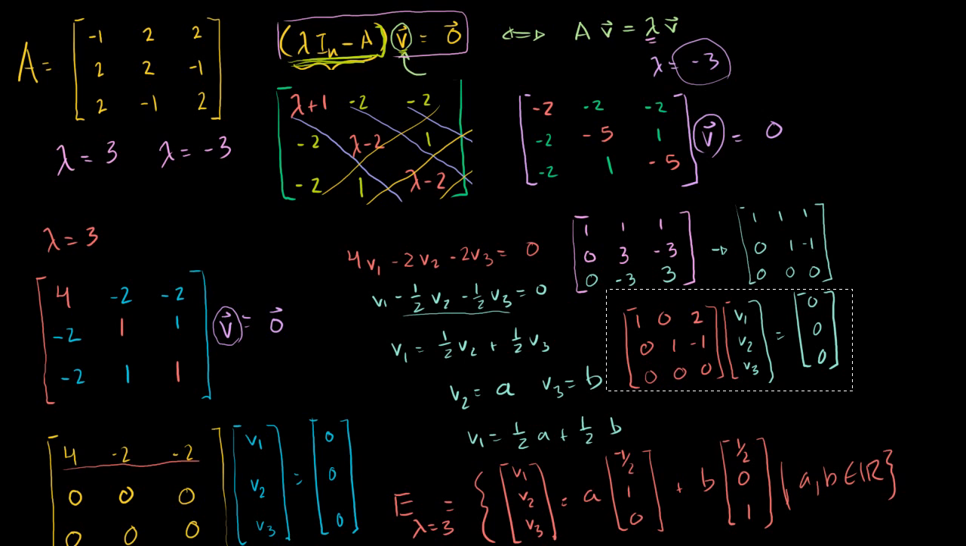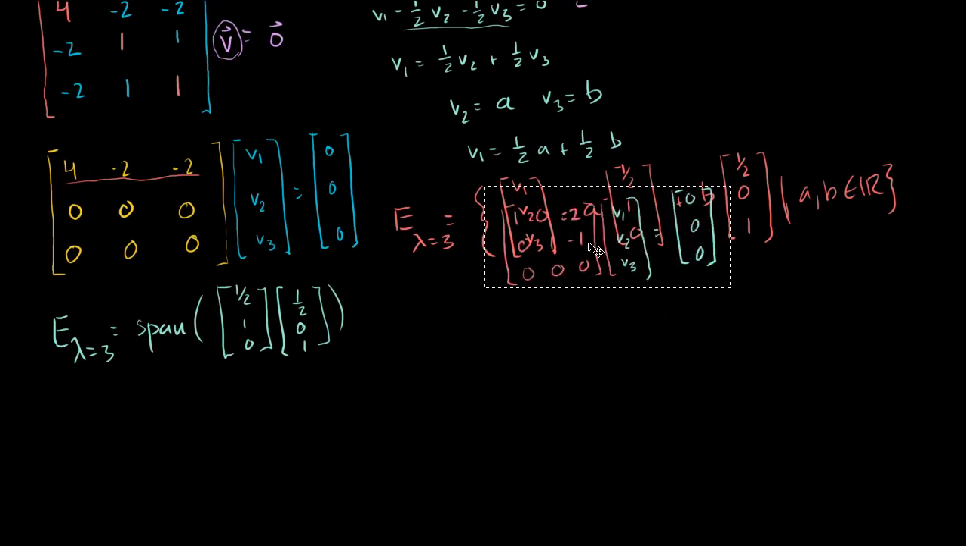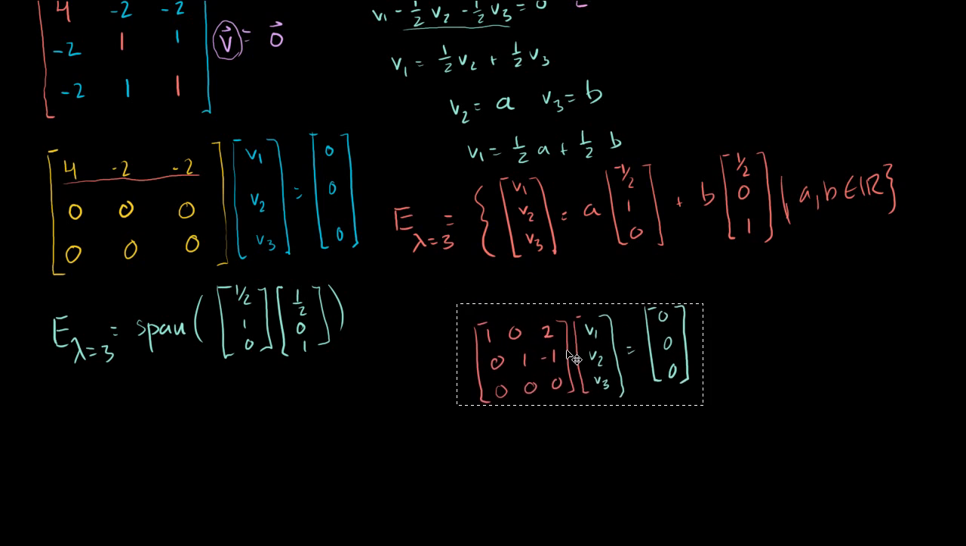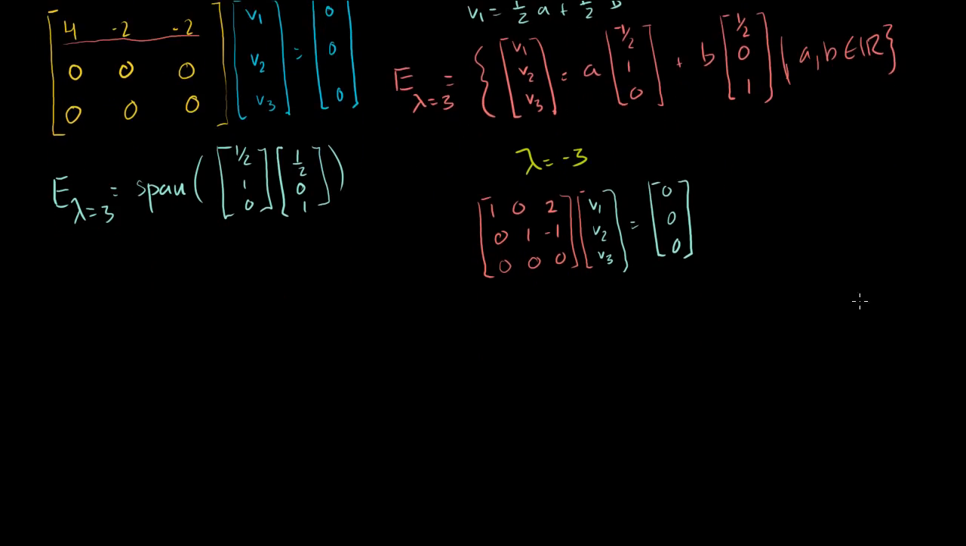So let me move this lower down where I have some free real estate. This corresponds to lambda is equal to minus 3. Just to make it clear, it's not related to this stuff right here. So what are all of the v1s, v2s, and v3s that satisfy this?